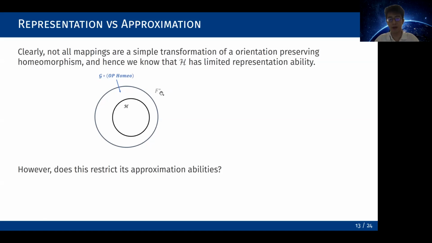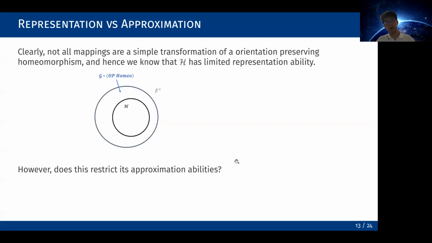So clearly, this does not include all functions. For example, I can have an f star that is definitely not a linear function composed with an orientation preserving homeomorphism. There's no way this set is going to contain all the functions you can think of. So it is easy to see that H has limited representation ability. You cannot represent arbitrary functions. However, does this restrict its approximation abilities? That's a different question.